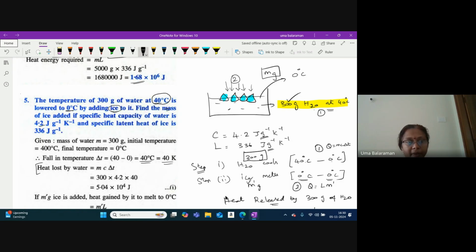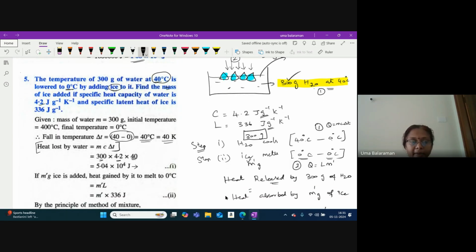So look at this. Heat lost by water is MC delta T. 300 grams. Specific heat capacity of water is 4.2 per gram. Delta T is 40 minus 0, which is 40. So this many joules is lost by the 40 degrees Celsius water.